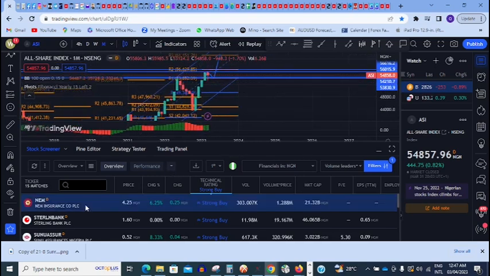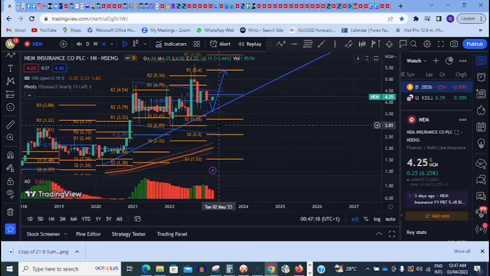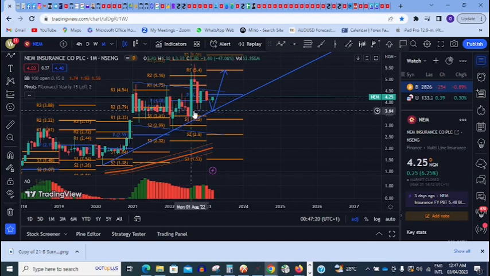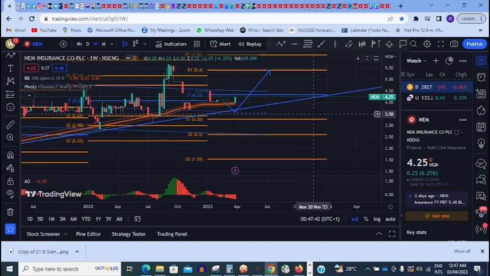So let's start by looking at NEM Insurance. For NEM Insurance, you can see, okay, this is a bullish flag. There is a close above the descending channel, and you can see that the market is struggling. It's struggling to go higher. So if you want to take this trade, let me look for the entry on the weekly chart.